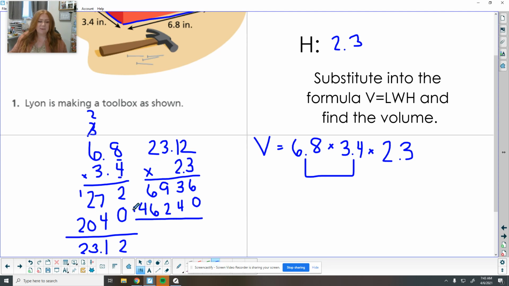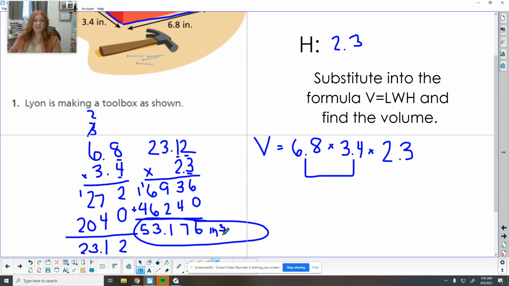So we're going to add these up. We've got 6, 7, there's 11, 12, 13, and 5. I have 1, 2, 3 decimal places, so I need to move my decimal 1, 2, 3. So we end with 53.176, and these are inches cubed. Make sure we get that label to show that it's volume. That's what fits inside of that toolbox.